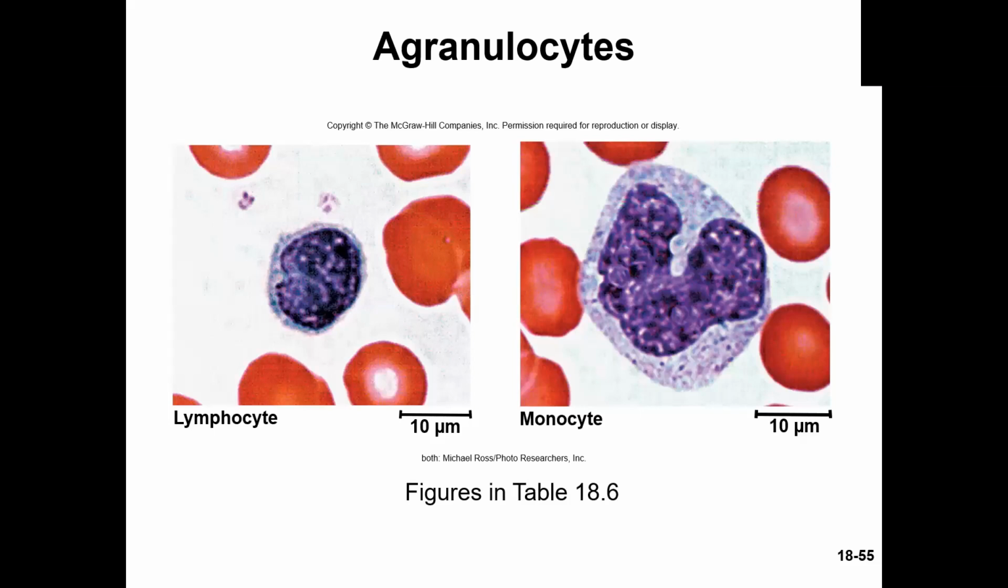Here on these two slides, it's relevant to take a peek so that you can understand the difference between a lymphocyte and a monocyte. Dark purple staining of the nucleus, but in that lymphocyte, that nucleus takes up the whole entire center of the cell.